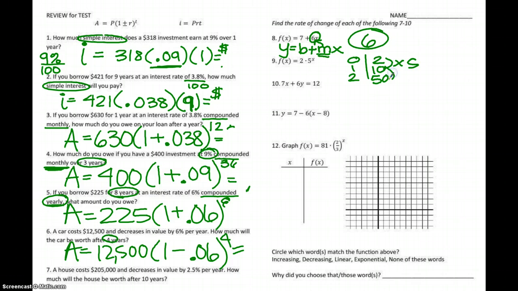Number 9, notice that that one starts at 2 and is multiplying by 5 every time, which means if you graph that, starts at 2 and it's multiplying by 5, notice that's exponential. This is not constant. It does not have a constant rise and run. Notice it's changing every time.